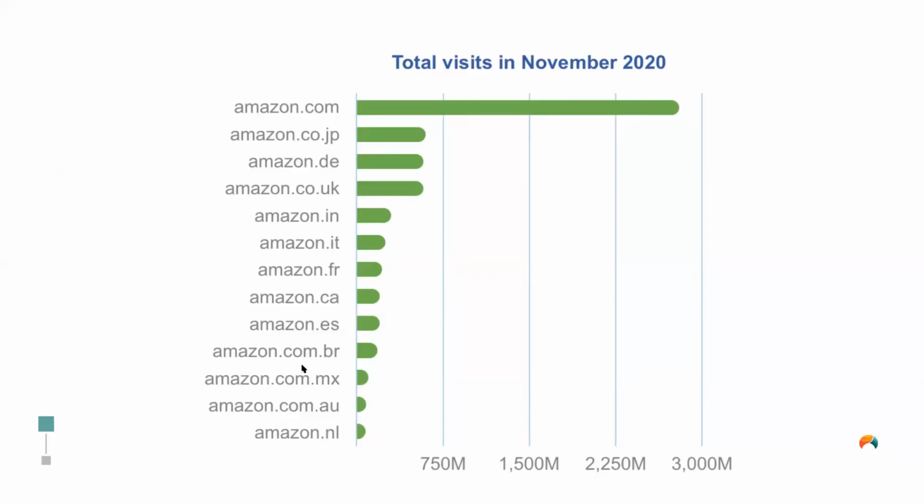Okay, so this slide here, I wanted to show as a high level view of the total visits to the different Amazon marketplaces across the world. This is back in November of 2020, and you can see, obviously, Amazon.com has most of the visits. They have 3 billion visits in November of 2020, followed by Amazon Japan, Germany, UK, all the way down to Australia and the Netherlands at the bottom.